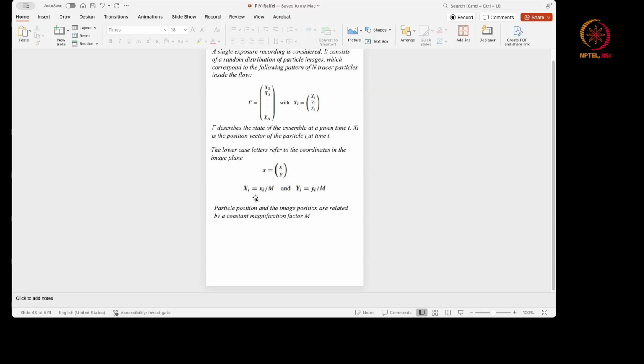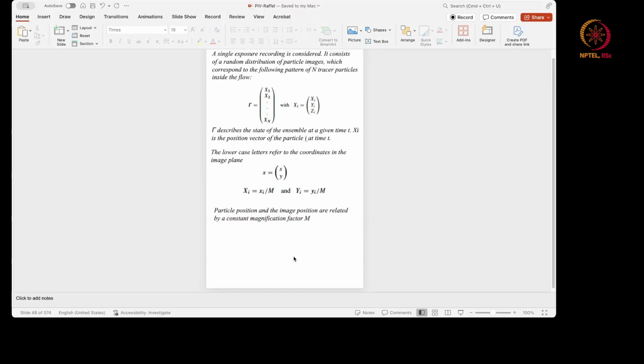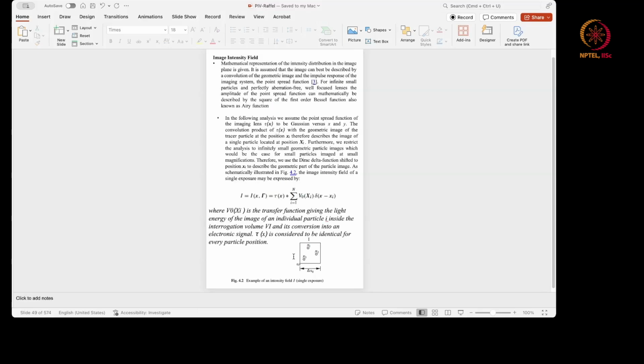So how are they related? Capital X_i is equal to small x_i divided by M, and capital Y_i is equal to small y_i divided by M. So the particle position and image position are related by a constant magnification factor, which is given as M. This should not be very difficult to comprehend.